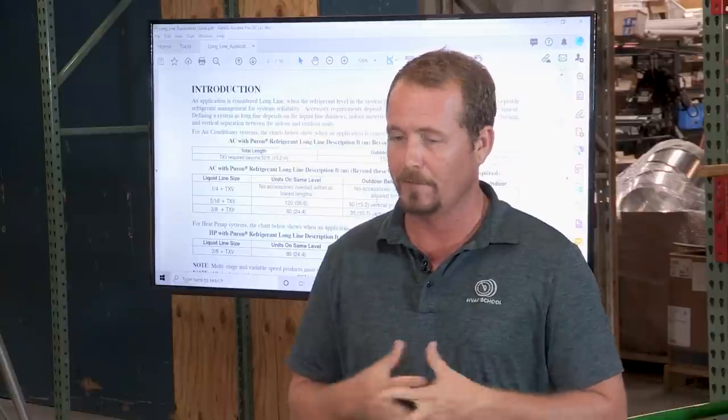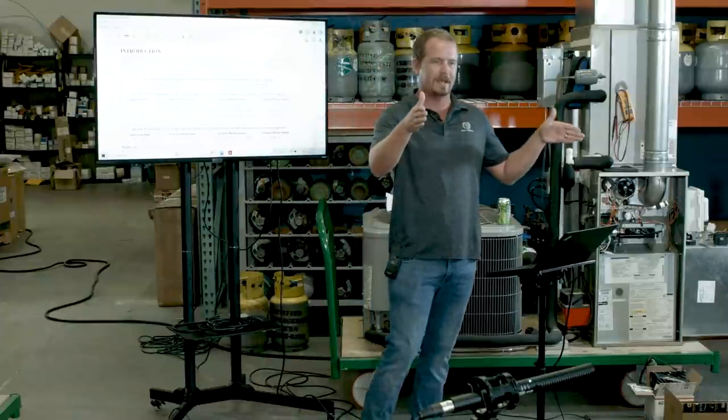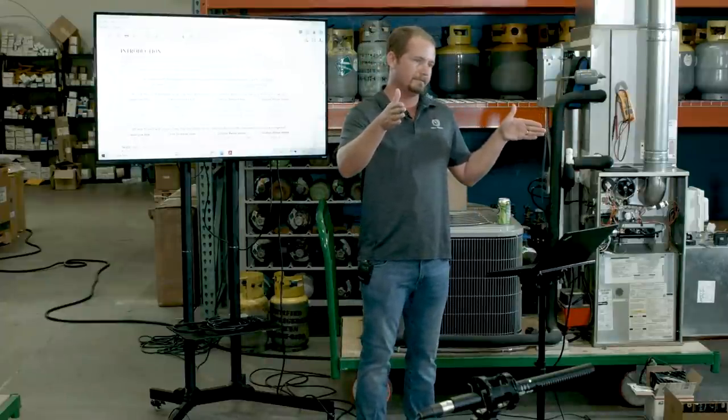That's where we want it. If you have a receiver, it can be in the receiver. But you want it to be somewhere from the discharge line of the compressor all the way to the metering device. That's the safe space for liquid refrigerant.